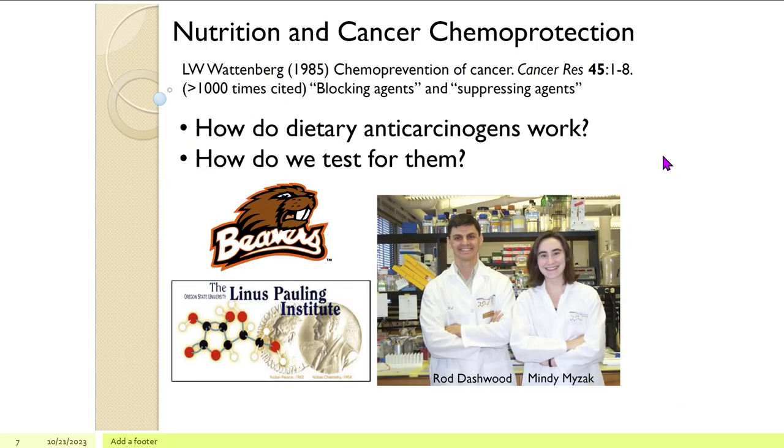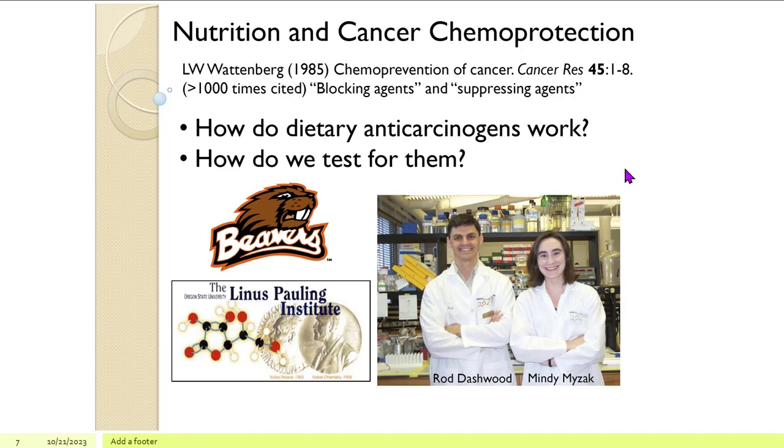So one of those other diseases of aging, those four horsemen that we've been talking about, is cancer. And so we can find that some of our food choices can be cancer chemoprotective. So what does that mean? How do dietary anti-carcinogens work? How do we test for them and find out which foods have the most potential to help prevent cancers?